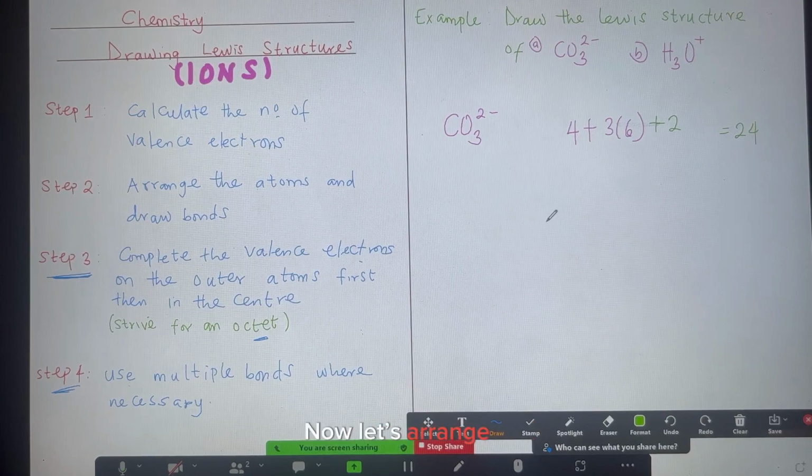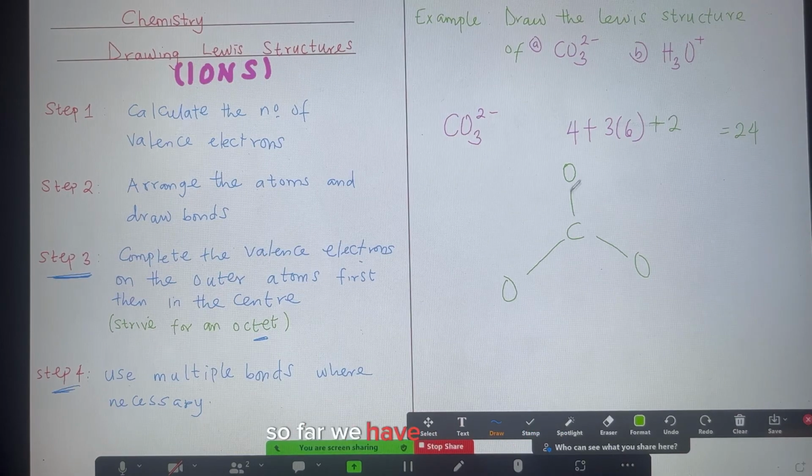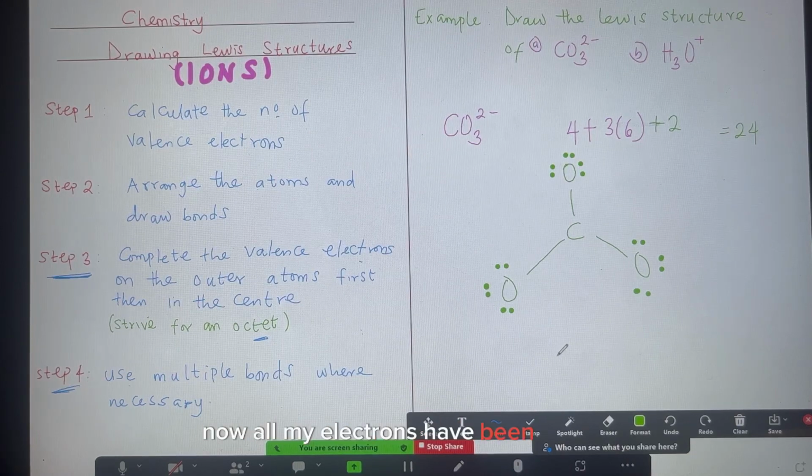Now let's arrange this. We want to put carbon here, and oxygen, 3 of them, 1, 2, 3. So we want to start with that, and then let's see how it goes. So far we have 2, 4, 6, we're heading to 24. So let's continue. 7, 8, 9, 10, 11, 12, 14, 16, 18, 20, 22, 24. Now all my electrons have been placed, but the carbon is not happy. So I have to do something about it.